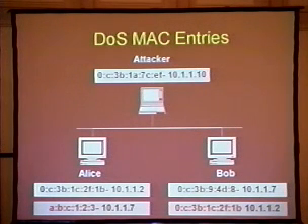Okay. Here's an example of a DOS MAC entry. Basically, the attacker has decided to kill Alice's connection to Bob. So basically, generate a bogus ARP response back to Alice. Alice cached the bogus ARP response. And now, if she were to look in her cache, she would see that she has an entry for Bob with ABC123 as its MAC address.